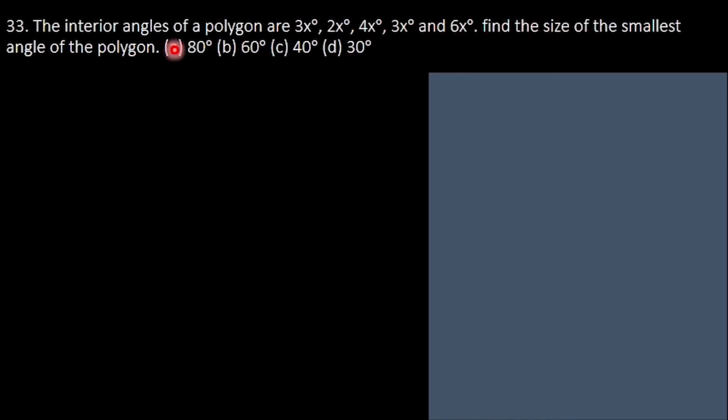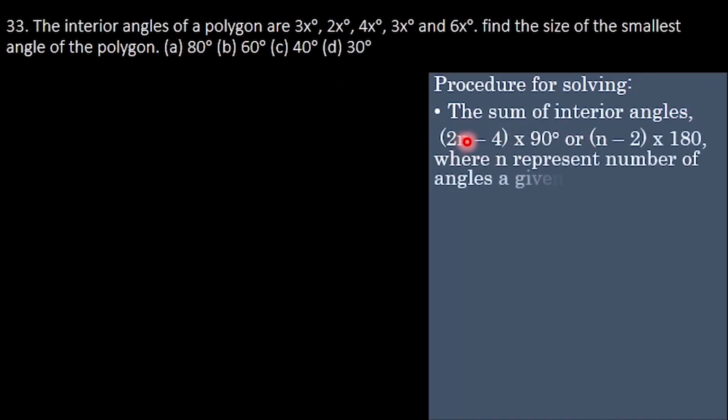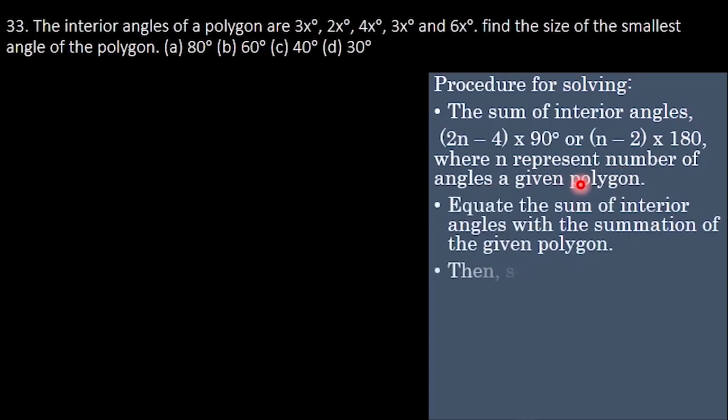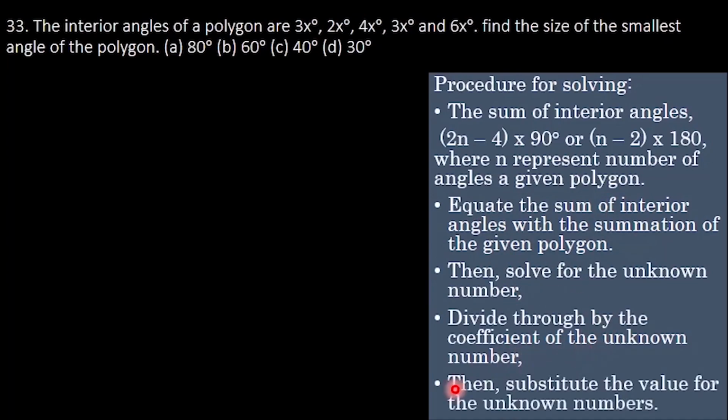The procedure for solving this: the sum of interior angles is (2n minus 4) times 90 degrees, or (n minus 2) times 180 degrees, where n represents the number of angles in a given polygon. Then equate the sum of interior angles with the summation of the given polygon angles. Then solve for the unknown. Then divide through by the coefficient of the unknown value. Then substitute the value for the unknown.